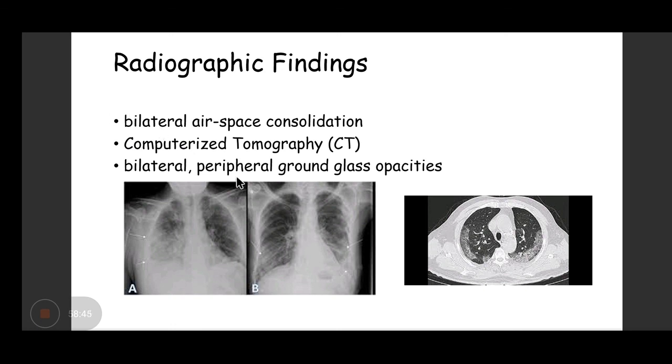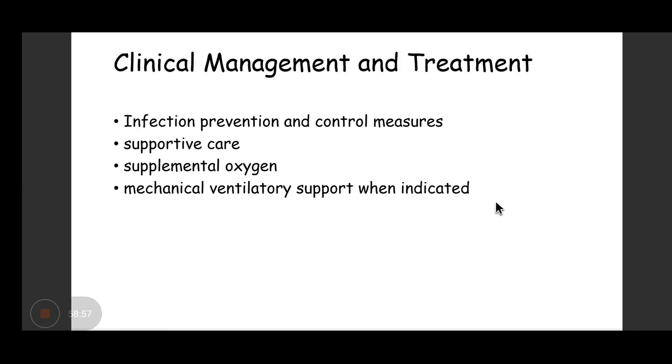Radiographic findings: bilateral airspace consolidation. On computerized tomography, bilateral peripheral ground glass opacities, like this you see in CT.